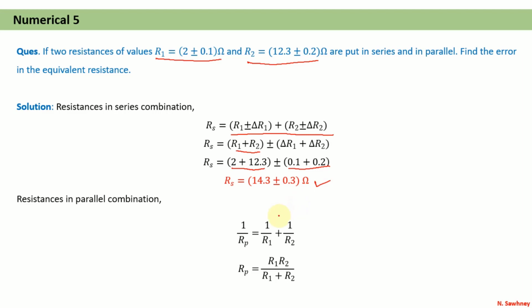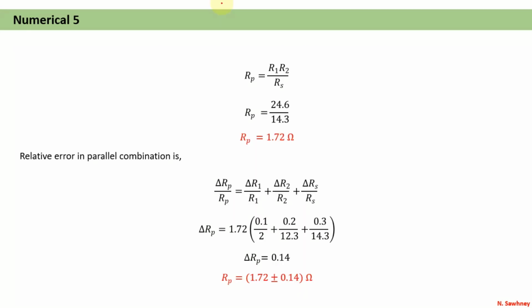And when they are arranged in parallel, we have to first find their parallel combination. So the parallel combination is obtained by the parallel combination formula, that is 1 upon R1 plus 1 upon R2. The resultant parallel combination resistance is R1 into R2 upon the sum of the two resistances. The sum we have just calculated above, that comes out to be 14.3. Now the parallel combination resistance is obtained by putting down all the values as 1.72 ohm, and the relative error in parallel combination is this.